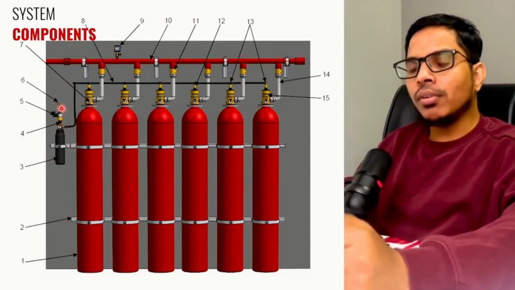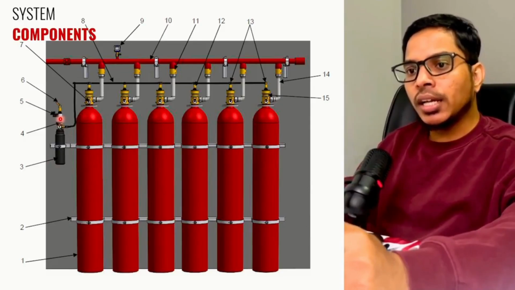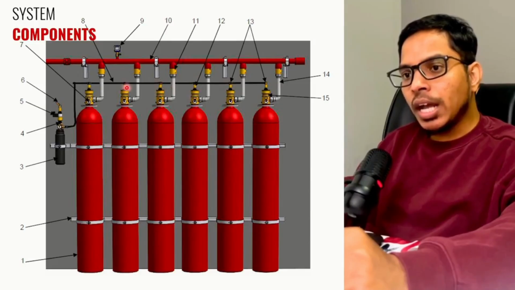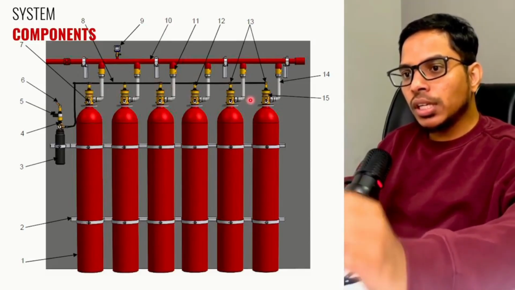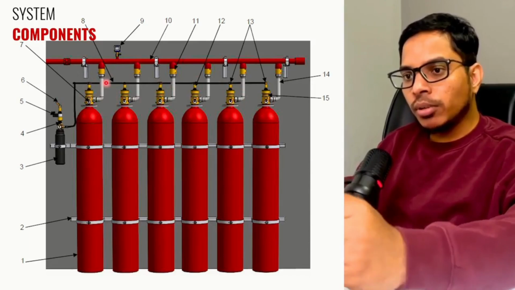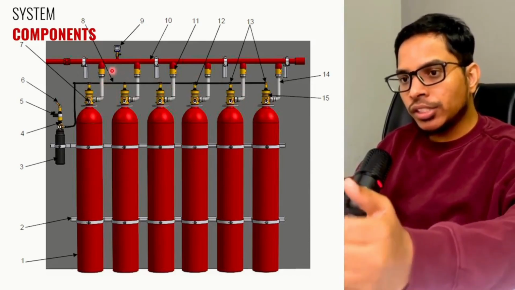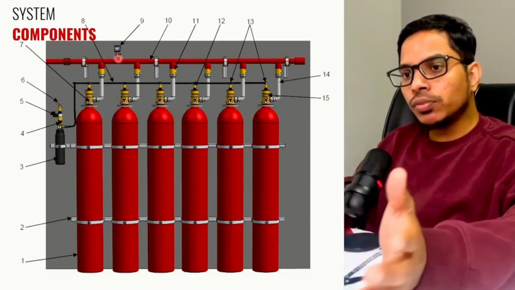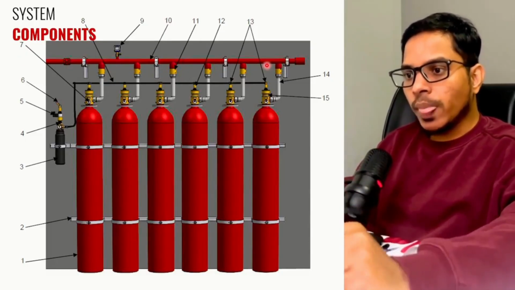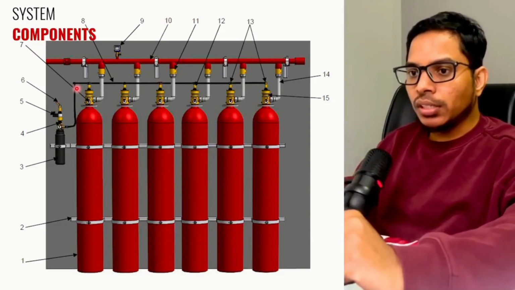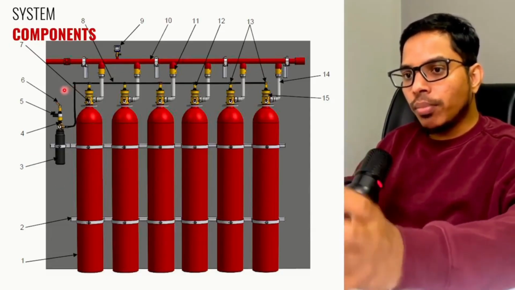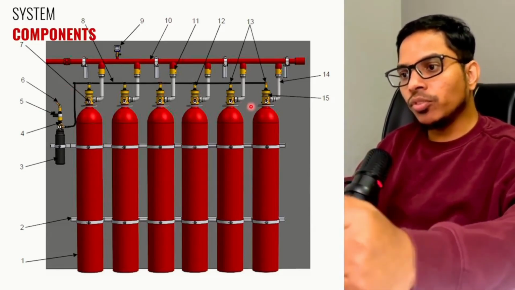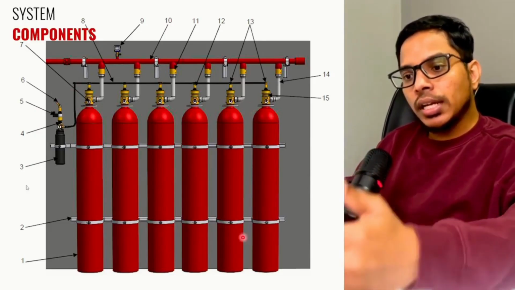Pilot bottle will have manual actuator, electrical actuator, and there is a tube which will be connected to the pneumatic actuator of the cylinders, and from the cylinder there will be a flexible hose and a check valve and a manifold, pressure switch, and so on. All this will be connected to the nozzles. So if you have the second option, there will not be any pilot bottle to activate the cylinders. Then how the system will work, I will show you in next slide.